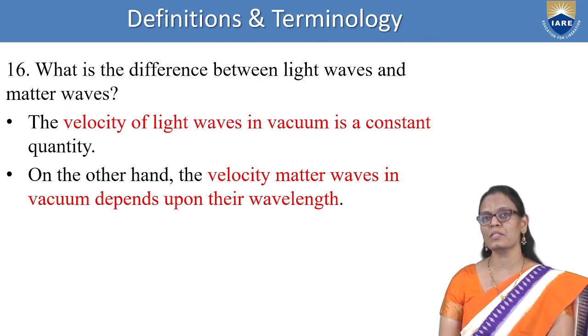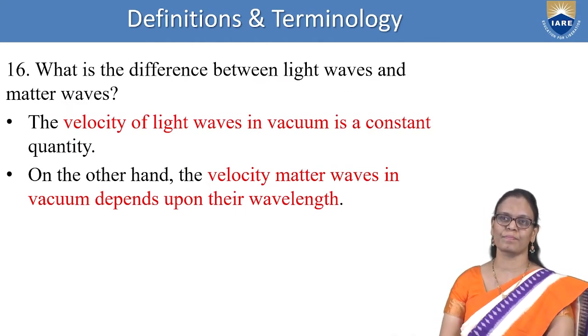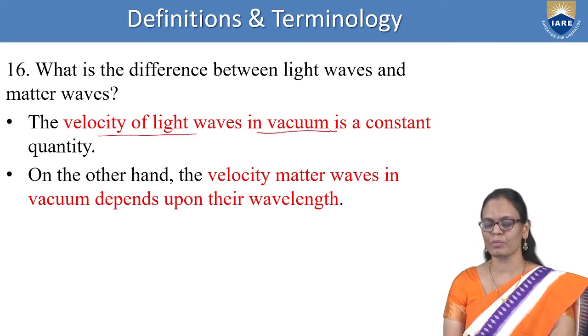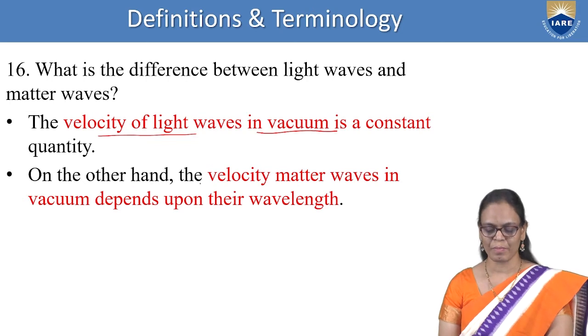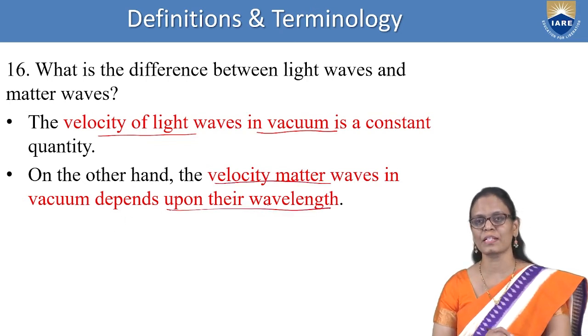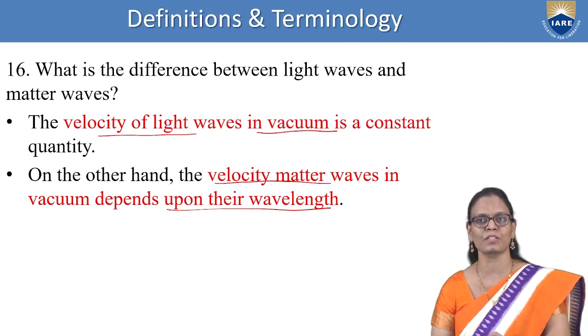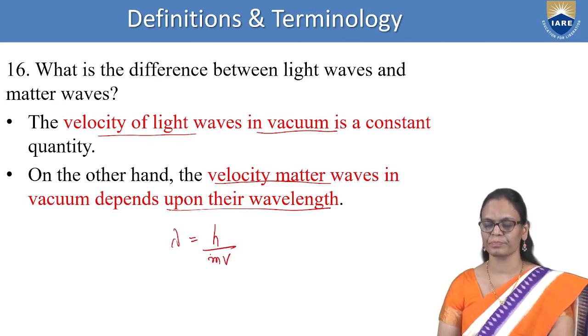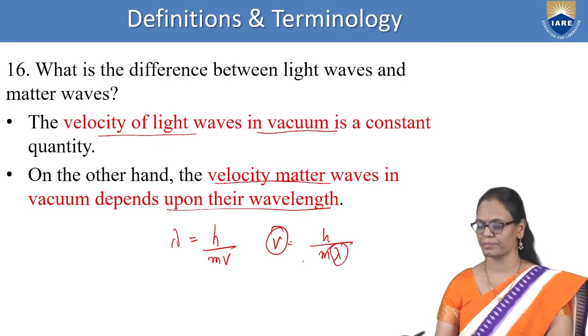Then what is the difference between light waves and matter waves? The velocity of light waves in vacuum is constant. But the velocity of matter waves depends upon their wavelength. We have seen just now lambda is equal to h by p or h upon mv. So when lambda is equal to h upon mv, I can write v is equal to h upon m lambda. So the velocity depends upon the wavelength.